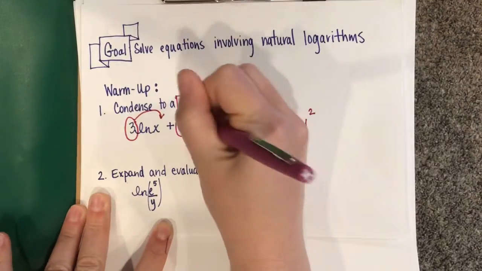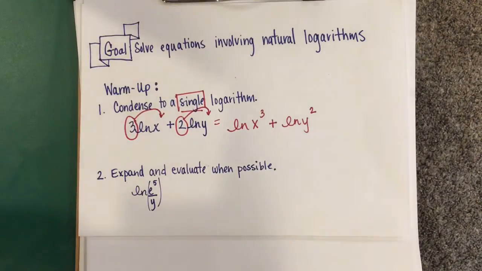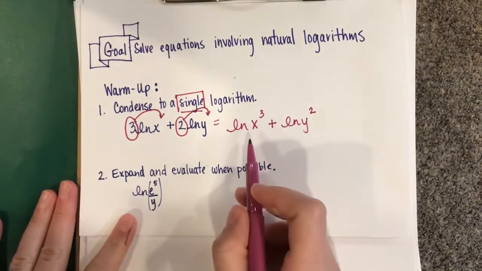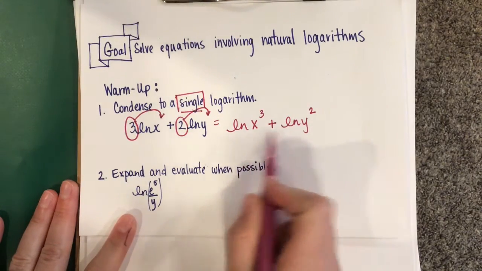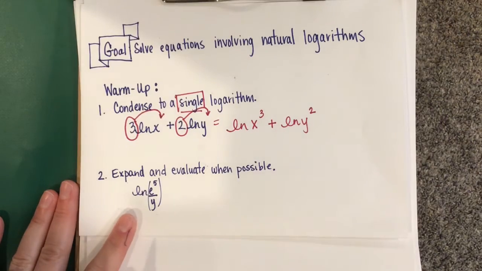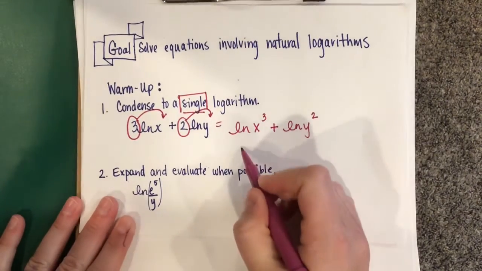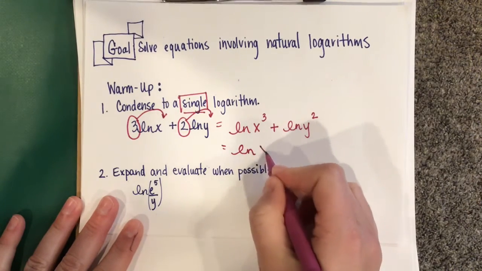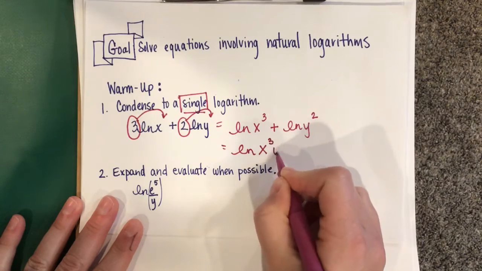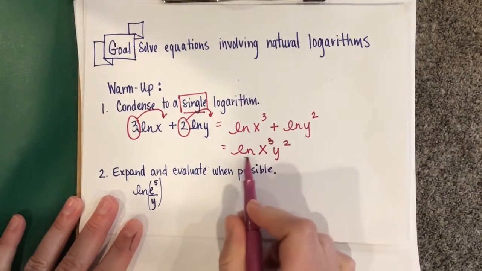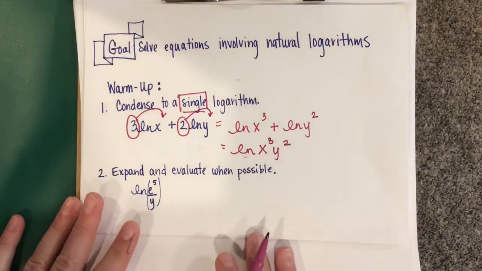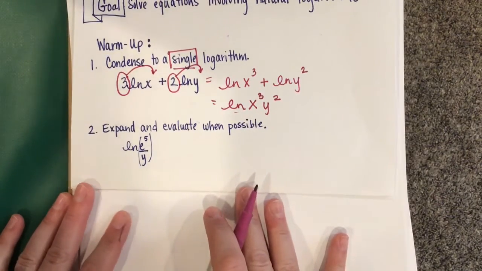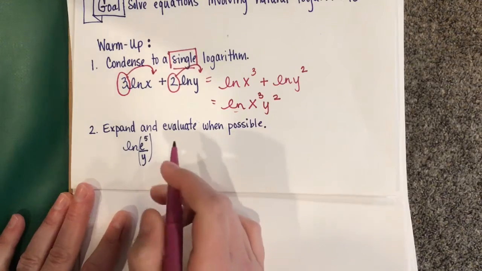Now, in the directions here, it says a single logarithm. That means you're going to see the word log or natural log or ln written one time. So when I have the sum of two logs, that condenses with multiplication. So I'm going to end up with this natural log one time, and then I have x cubed y squared, a single logarithm.